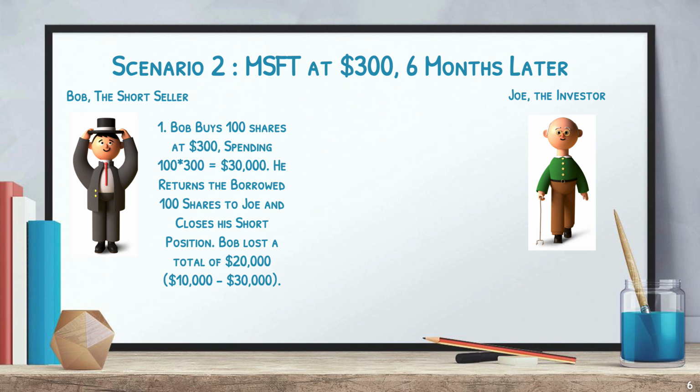So he returns the borrowed 100 shares to Joe and now closes his short position. But notice that he actually lost a total of $20,000 over here. So in the previous scenario, he made $5,000. And in this scenario, he actually lost $20,000. So he lost a lot because the stock pretty much tripled in value. So you can see how losses can really accumulate here and can keep on accumulating as the stock goes higher. And so if MSFT was at $500, then he would have to spend $50,000.